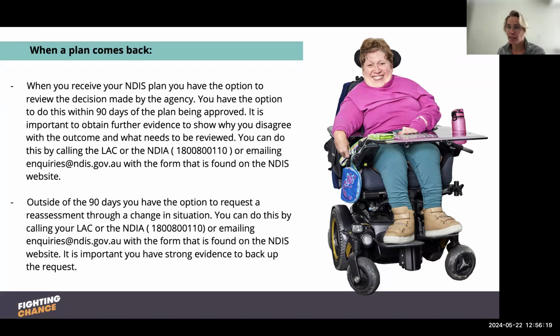Not necessarily. You can review the plan through an internal review, and you could get more money, but you could actually also get less. It goes to a different person to review it, a different planner or a delegate, and they will make their own reasonable and necessary decision. It is important to provide additional evidence, depending on what it is. If there's absolutely no additional evidence that you can possibly provide, okay, but it's best practice to try and provide additional evidence.